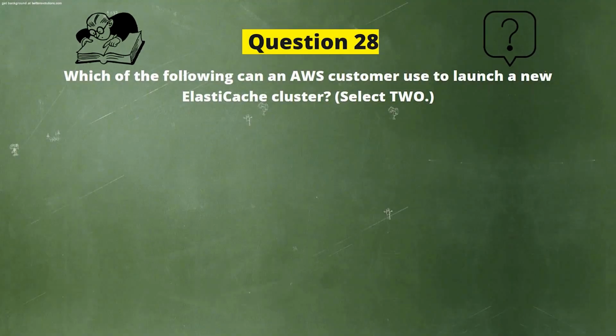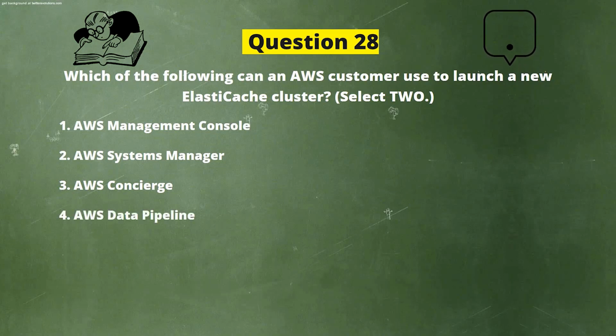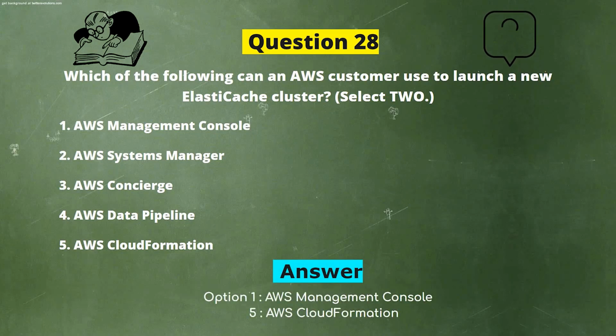Next question. Which of the following can an AWS customer use to launch a new Elasticache cluster? Select 2. And the options are: Option 1. AWS Management Console. Option 2. AWS Systems Manager. Option 3. AWS Concierge. Option 4. AWS Data Pipeline. Option 5. AWS CloudFormation. And the correct answers are: Option 1. AWS Management Console. Option 5.